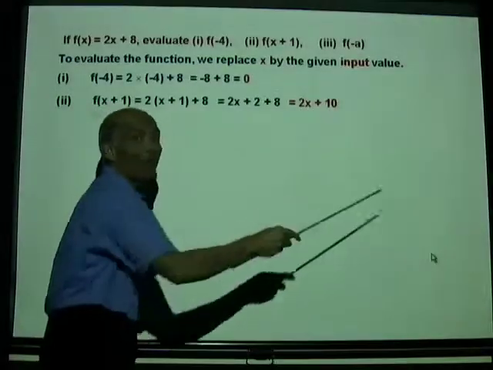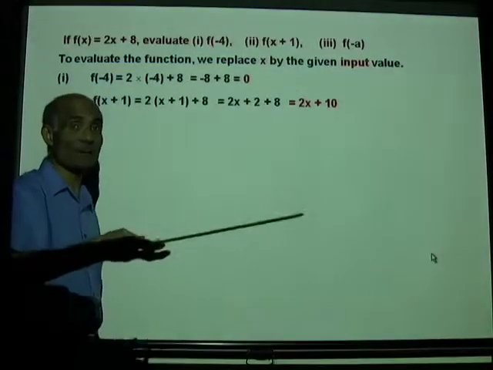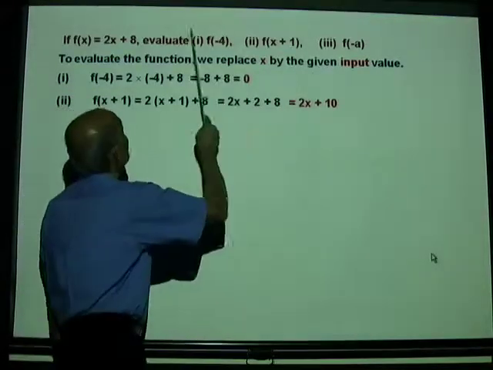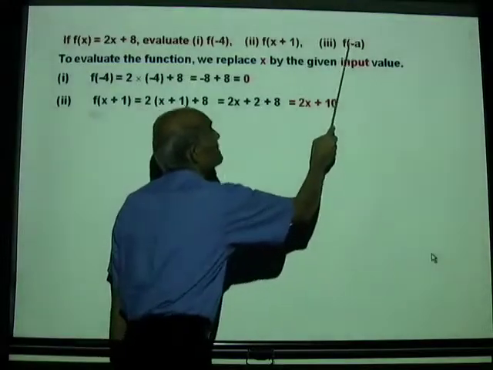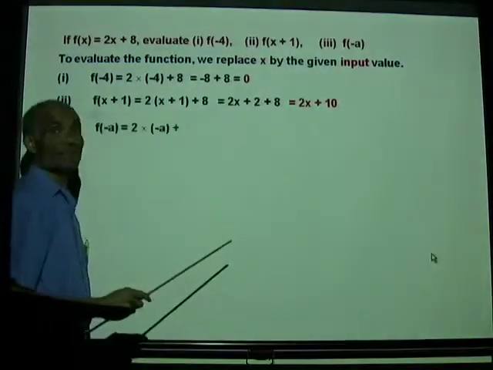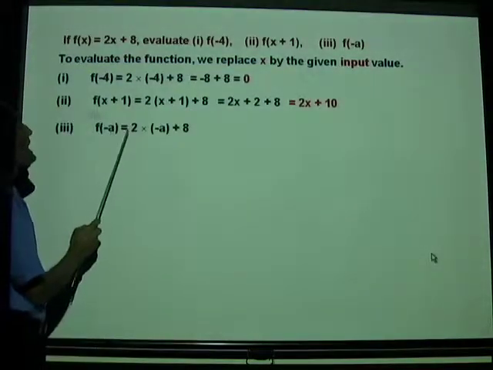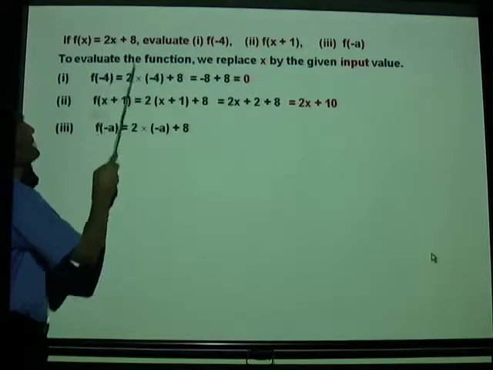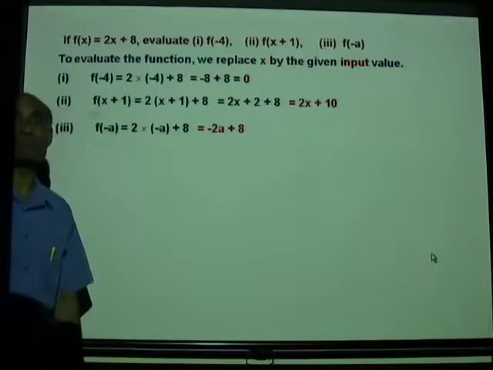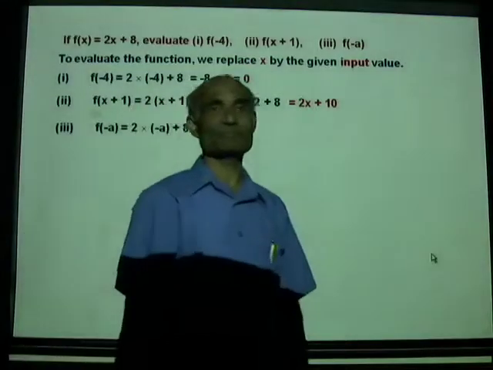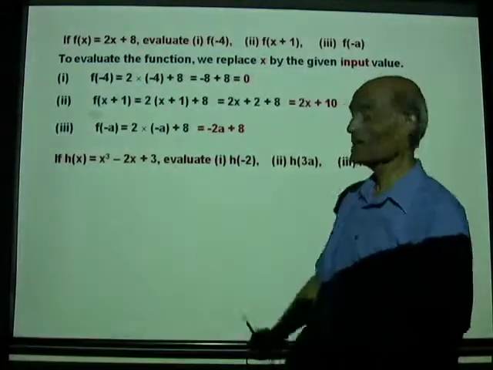Okay, how about f of negative a? What does that mean? It means in the given function, the input x is replaced by negative a. So f of negative a is 2 times negative a plus 8. That will be negative 2a plus 8. Alright, another one.